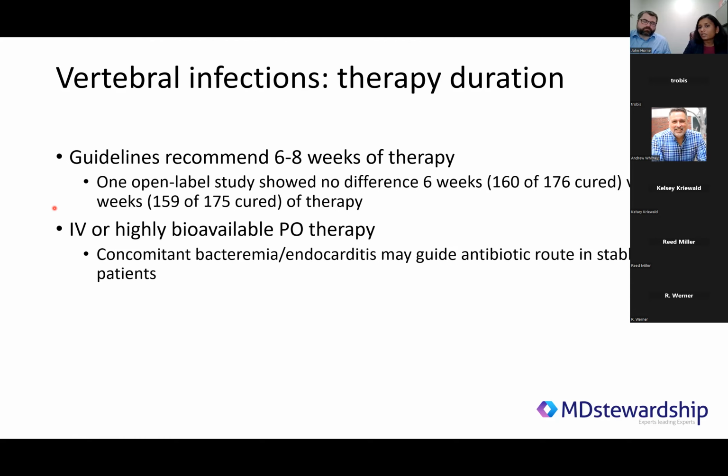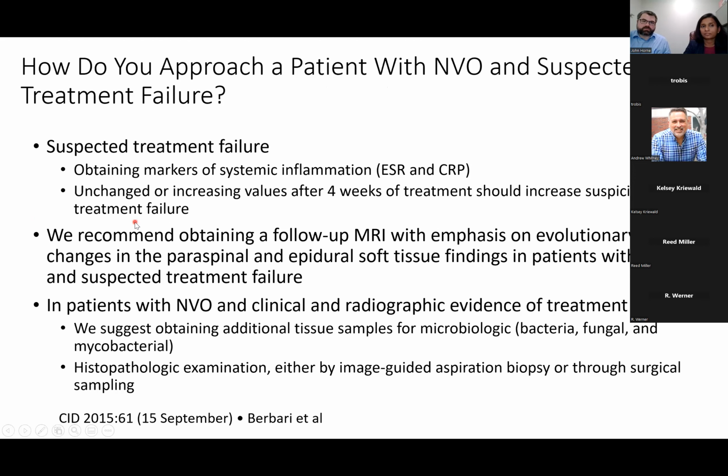Sometimes what I do is start with IV, and if they're doing okay, then eventually after 2 to 3 weeks transition to a good oral that has good bioavailability. Every patient is different, so it's patient dependent, but it is a possibility when we're in a good place. But if the patient has endocarditis and bacteremia and discitis, you're stuck doing IV. No, I agree completely. It's dependent on the patient, and I just try to be very aggressive with spines in general. And then suspected treatment failure.